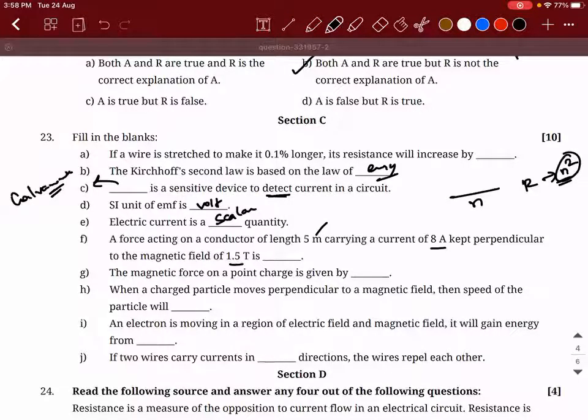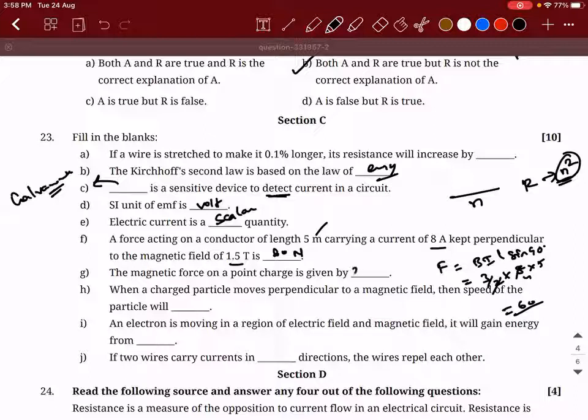Force on a conductor of length 5 meter carrying a current of 8 ampere kept perpendicular to the magnetic field of 1.5 Tesla. So F is equal to BILsin90. B is 1.5, which is 3 by 2, into I is 8, into length is 5. So 4, 20, 60 is going to be the answer. 60 Newton.